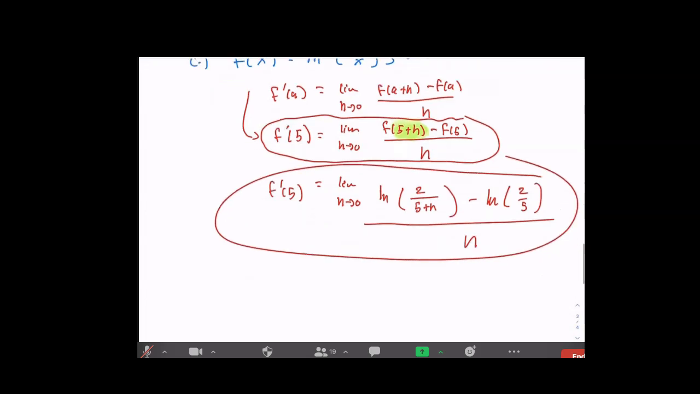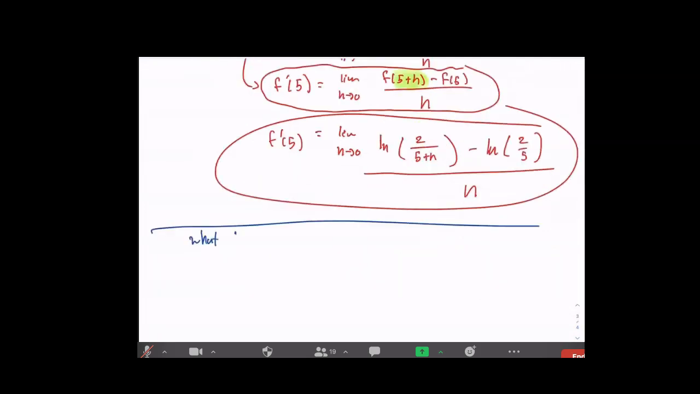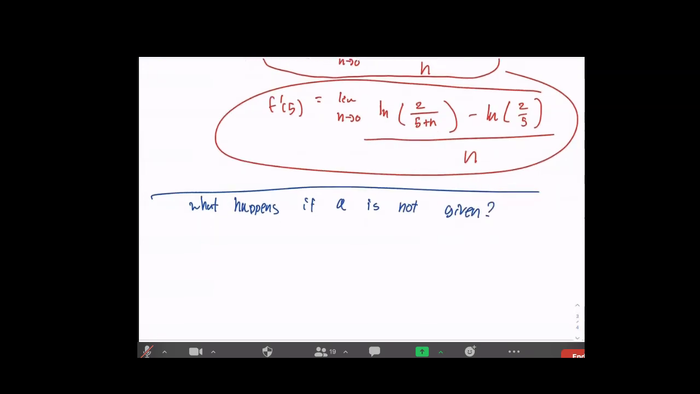So what happens if a is not given? Okay, so what happens if there is no a? Well, we can find it for any value of x, which means that x is in the answer.